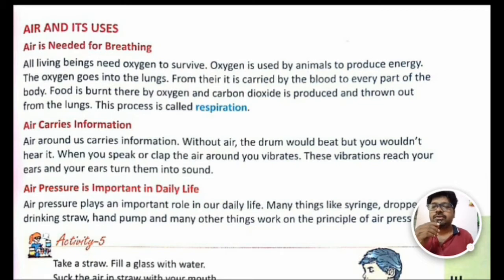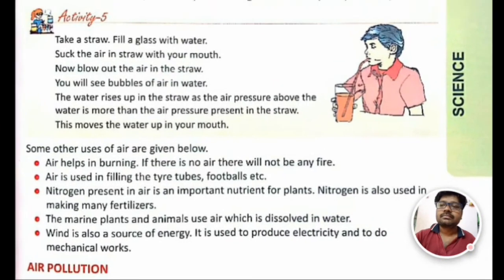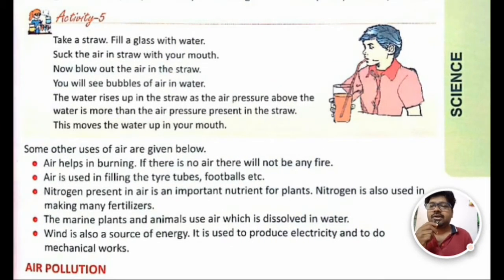And now in this video, especially, I would like to talk about an activity related to uses of air. The activity is as follows. I will show you the activity here. I will read and explain. You please try to understand. As of now we have talked about four activities and this is the fifth activity. This activity is related to the uses of air. To understand the uses of air, this activity makes us understand one of the uses of air. What is this activity? Let us see now.